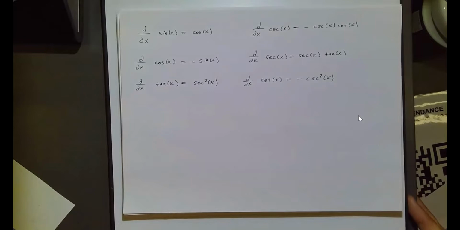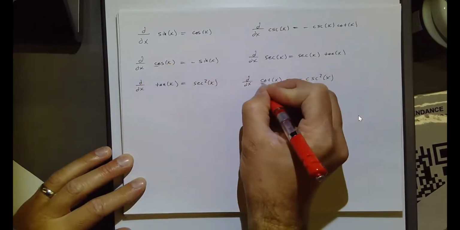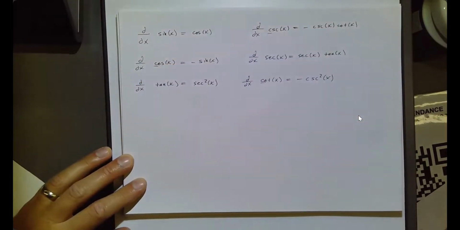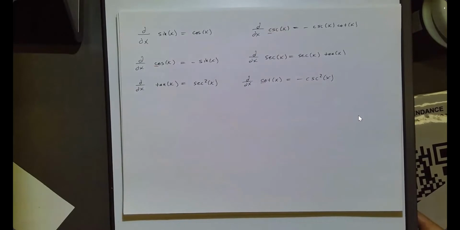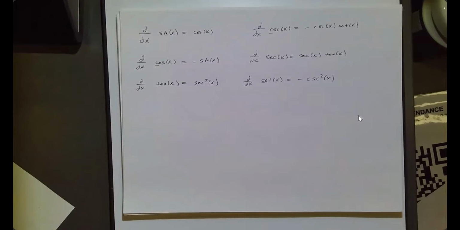A couple of patterns to remember about these trig derivatives. Each cofunction has a negative derivative. And when I say cofunction, I mean cosine, cotangent, and cosecant. Those are all cofunctions, and their derivatives are negative. That's useful, especially when you start doing antiderivatives, as we're going to be doing this quarter. It kind of helps you figure out what's going to be what.